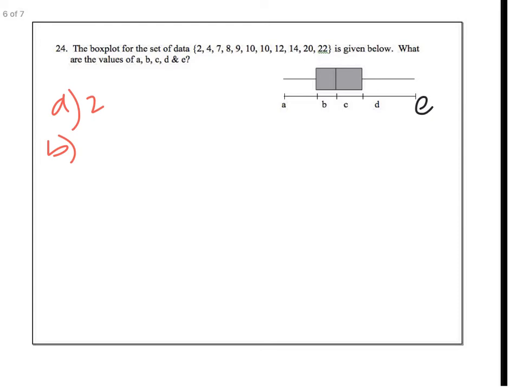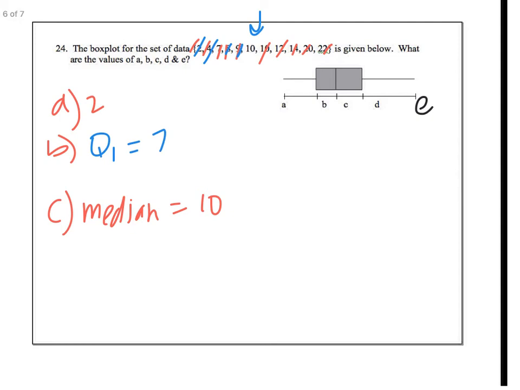So before I can find Q1, I need to know my median. So I'm going to find my median first, crossing off my data here. That's C. That's the middle of my box. So I know the median is 10. Okay, when I find my Q1, I do not include my median. So I'm not going to include this 10 here. And then I'm going to cross off the ones on the left side. So between 2, 4, 7, 8, 9, I need to find the middle of that. It looks like my Q1 was 7.